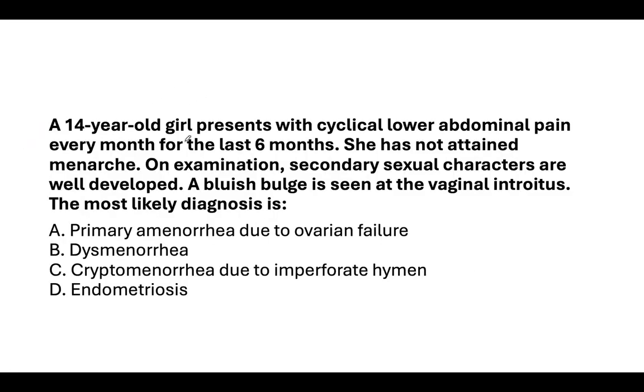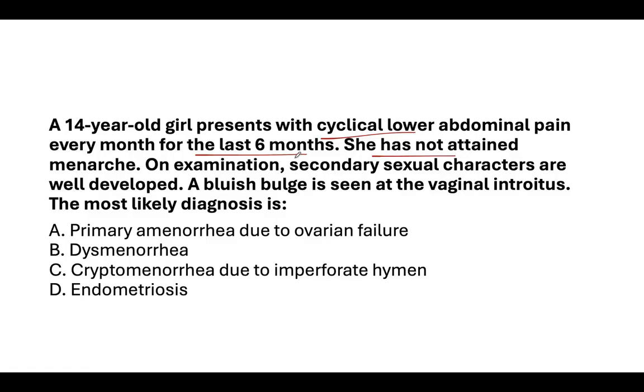Now, this is a clinical based question. Suppose a 14-year-old girl presents with cyclic lower abdominal pain. Cyclic lower abdominal pain, that means menstruation blood is forming, okay, and this is happening every month for the last 6 months. But she has not attained menarche. Means the blood is forming, but the outflow tract is closed so that no blood is seen outside. Okay, so that is why she has not attained menarche.